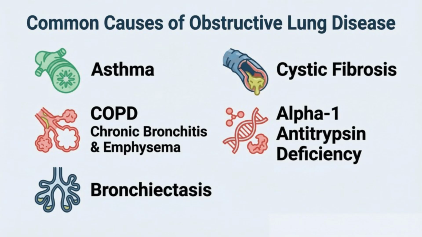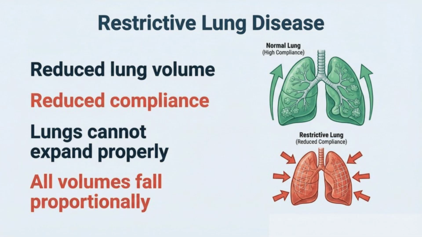Common causes of obstructive lung disease are asthma, chronic obstructive pulmonary disease, meaning chronic bronchitis and emphysema, bronchiectasis, cystic fibrosis, and alpha-1 antitrypsin deficiency. Now, restrictive lung disease. Restrictive lung disease means reduced lung volume and reduced compliance, so the lungs cannot expand properly. All lung volumes fall proportionally.